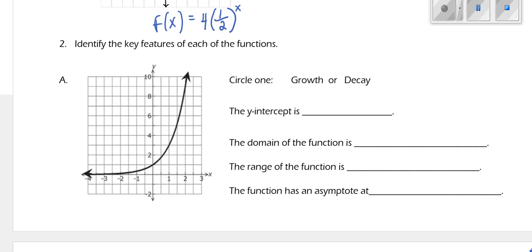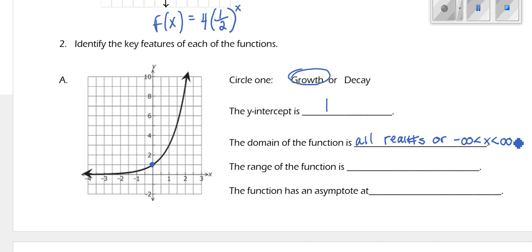Number 2, identify the key features of each of the functions. So A, I'm answering growth or decay. I can see that it's increasing from left to right, so that is a growth. My y-intercept, or initial value, is 1. The domain of the function is all real numbers. Or remember, we can also write that as negative infinity less than x less than infinity.